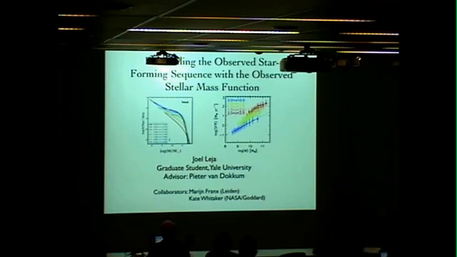All right, thanks. Hi, everyone. My name is Joel Leja. I'm a grad student at Yale University. My advisor is Pieter van Dokkum, and I've done this work in collaboration with Marijn Franx at Leiden and Kate Whitaker at NASA Goddard. And I'm going to talk about how to reconcile the evolution of the stellar mass function with the observed star-forming sequence.